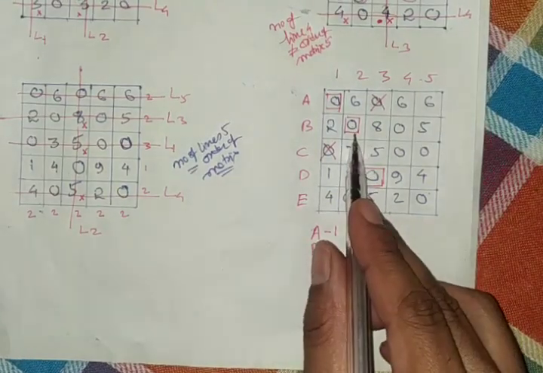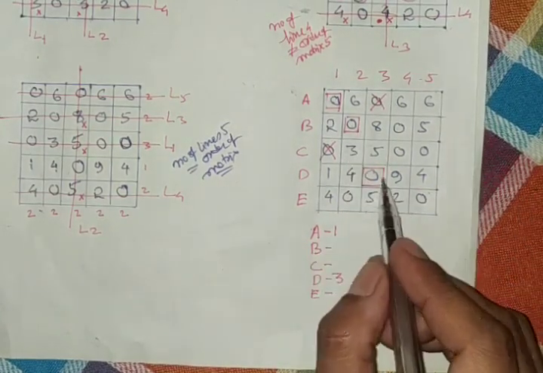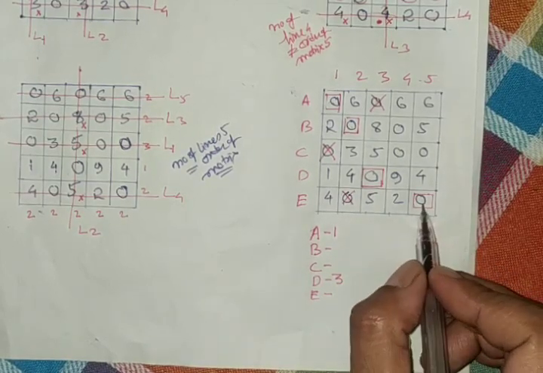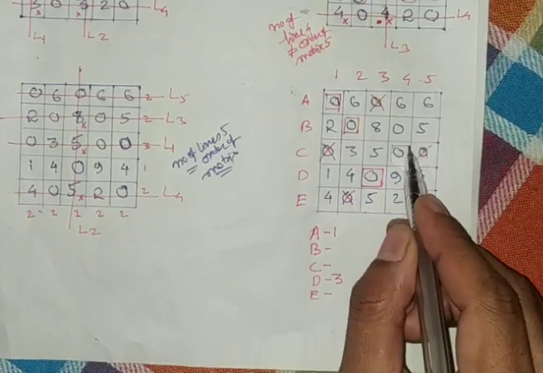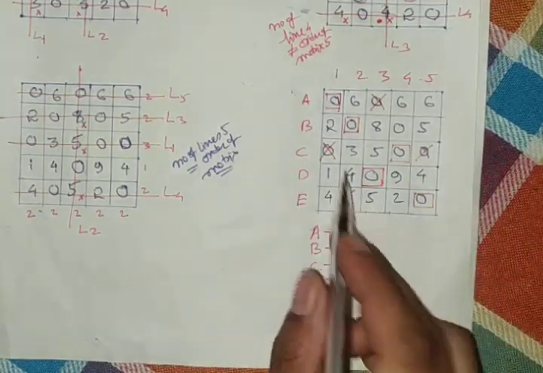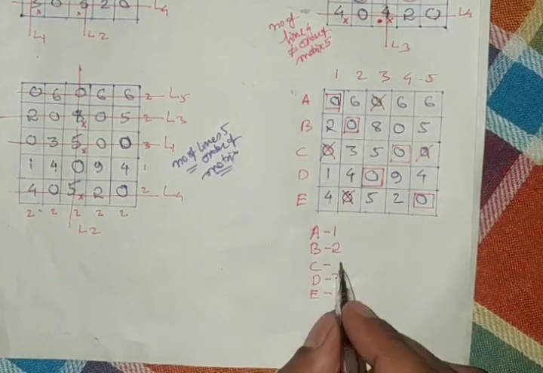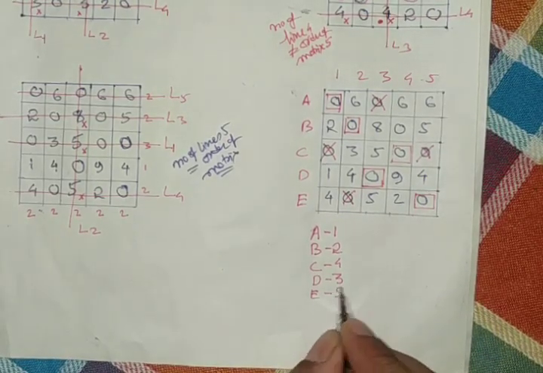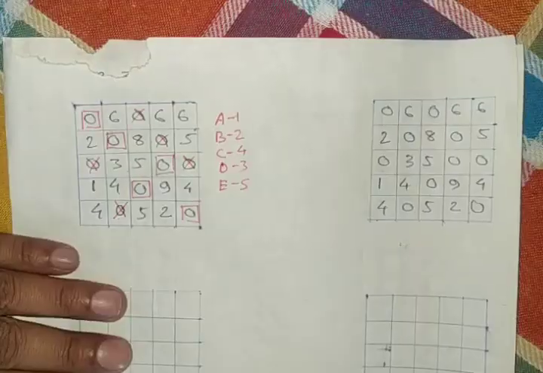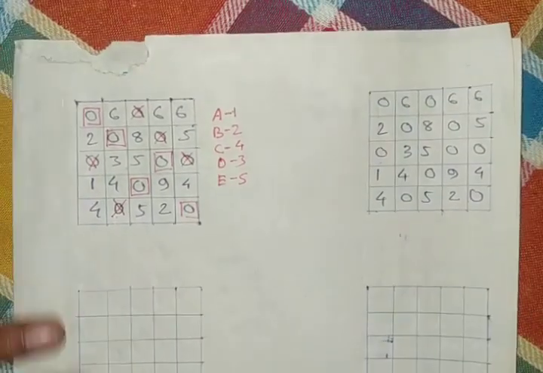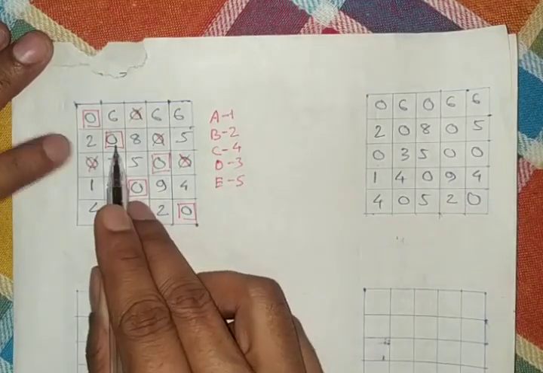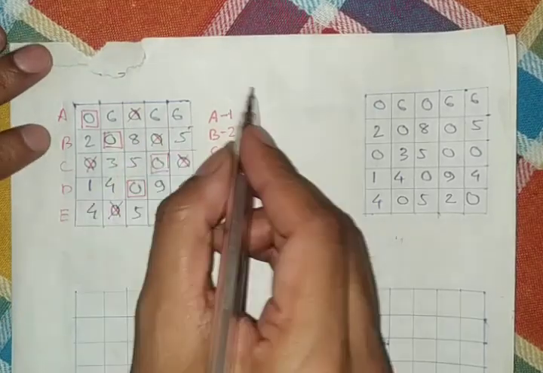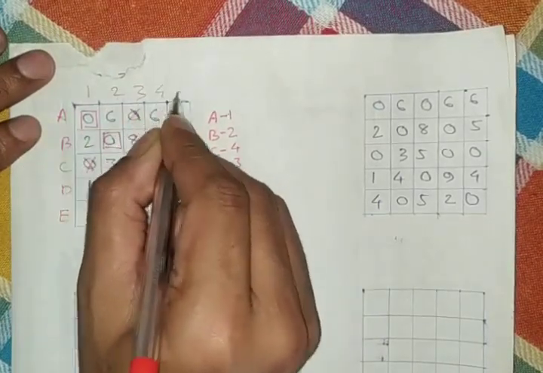If I select this one, then you cannot select this. Then you have to assign this. If we assign this, you cannot select one. Then you have to assign this. So if you follow the order, B will be in 2, C will be in 4, and E will be in 5. So this is the assignment by considering this. This is your A, B, C, D, E. This is 1, 2, 3, 4, 5.